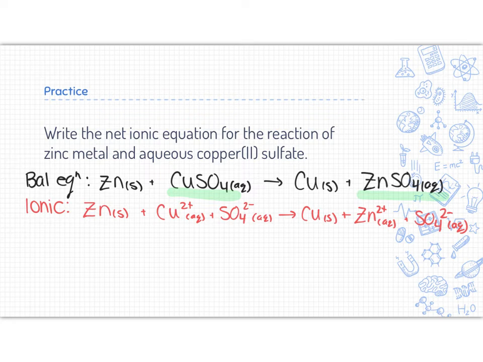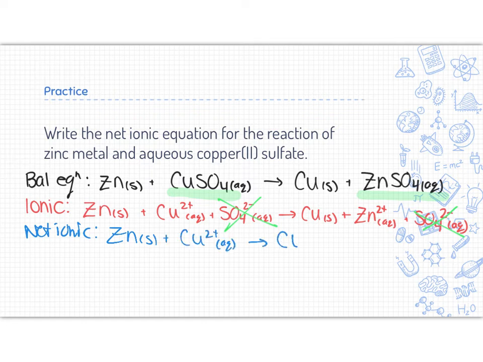So from here, we're going to cancel the spectators. The only thing that is the same on both sides is the sulfate ion. We can see that zinc has changed state, and it has become from a neutral element to an ion, and vice versa. Copper has gone from an ion dissolved in water to a solid. So the net ionic equation will be zinc and copper 2 plus ions becoming copper solid and zinc 2 plus ions. And the spectator in this case would be the sulfate.